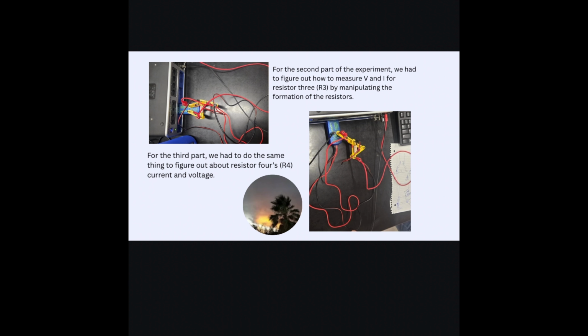For the second and the third part, we basically had to do the same thing. For the second part, we either had to figure out the current and the voltage of resistor 2 or 3, and we chose resistor 3. And for the third part, we had to do the same thing, manipulating the formations of the resistors in the circuit, to find out the current and the voltage of resistor 4.